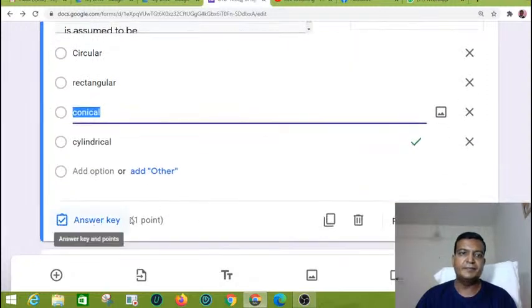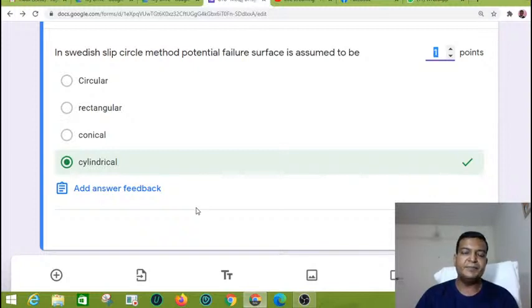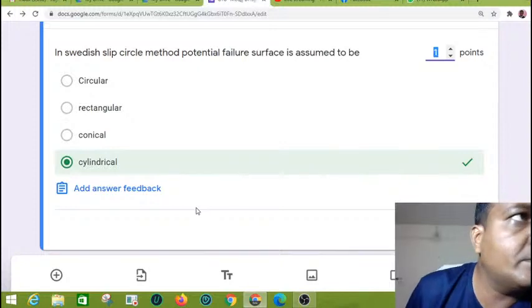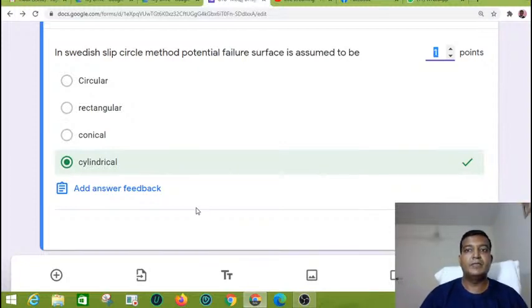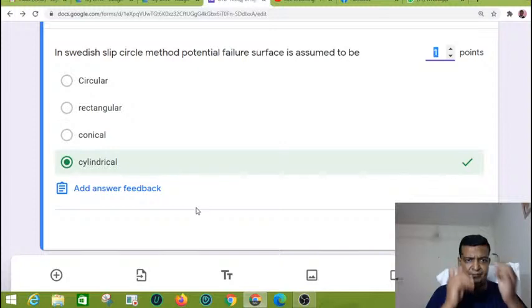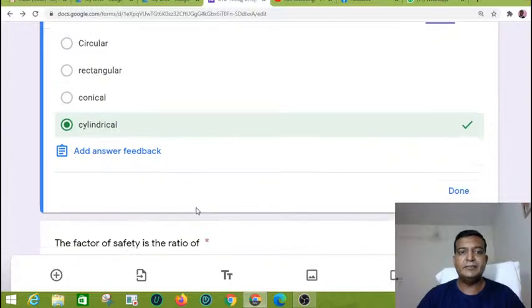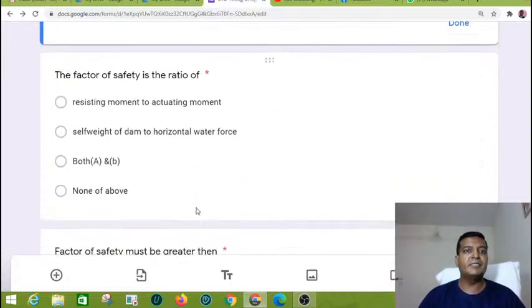Let us see the answer. Answer key is cylindrical. The answer key is cylindrical. It's not circular, it is cylindrical. So next is: factor of safety is the ratio of.